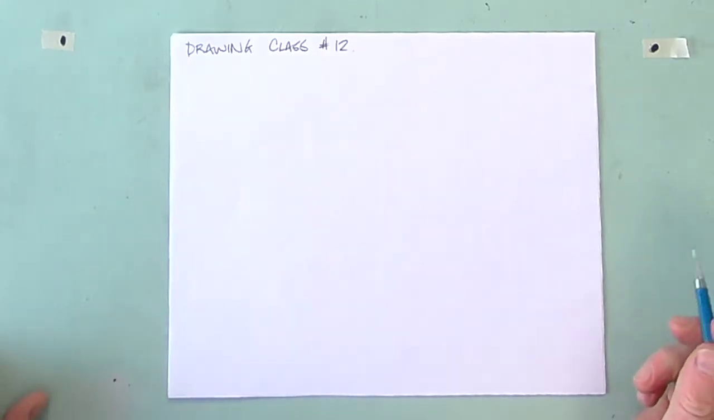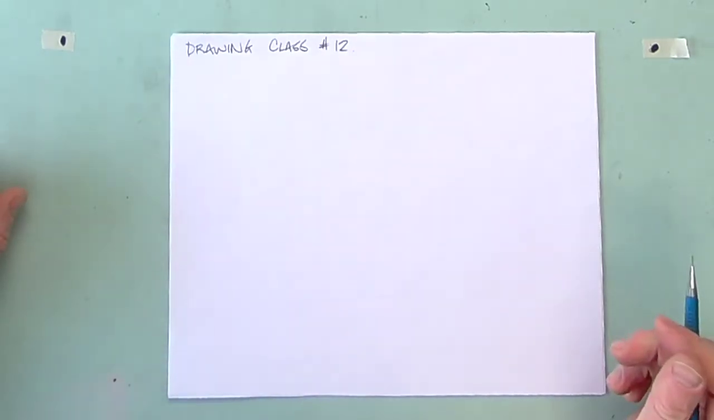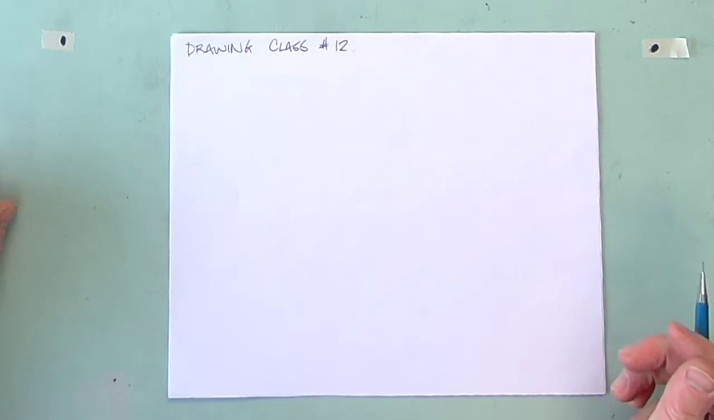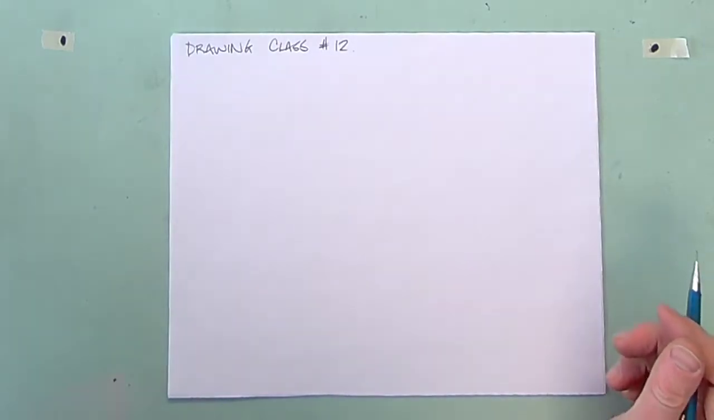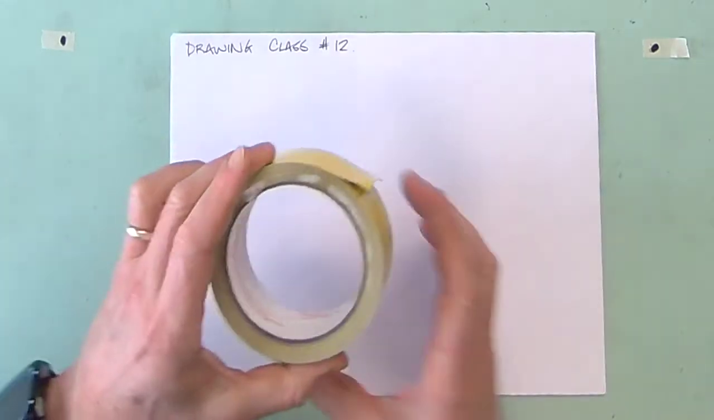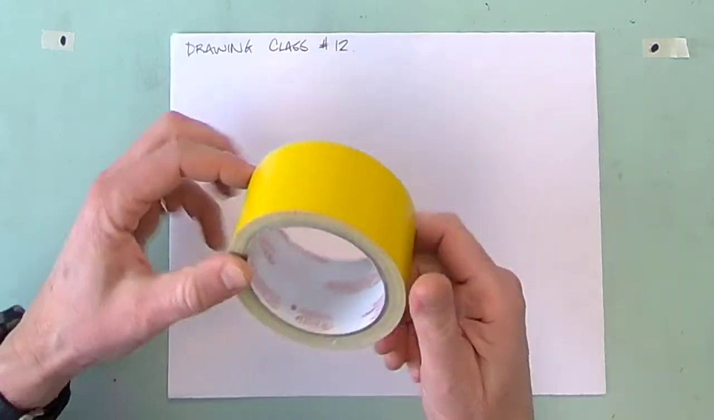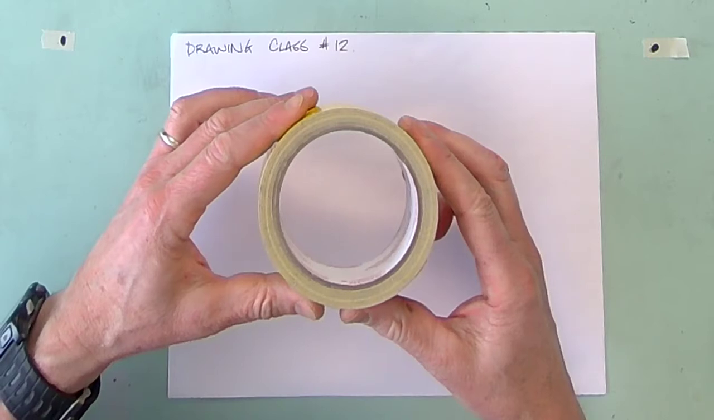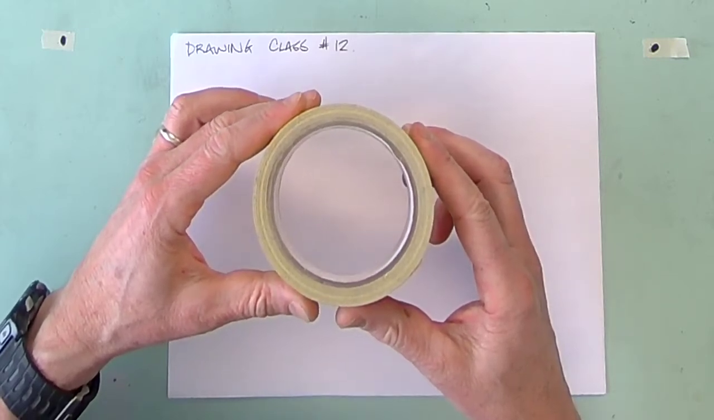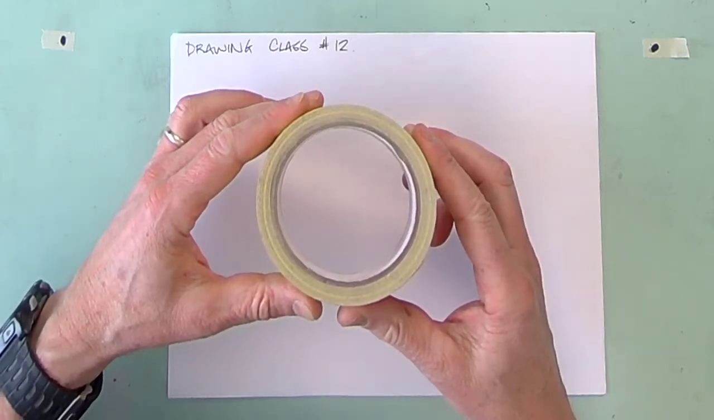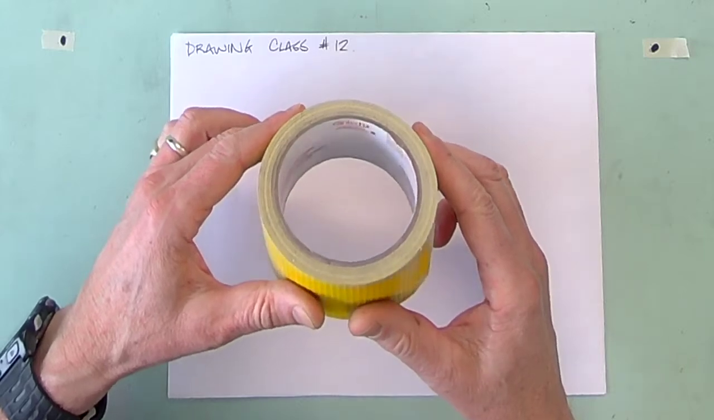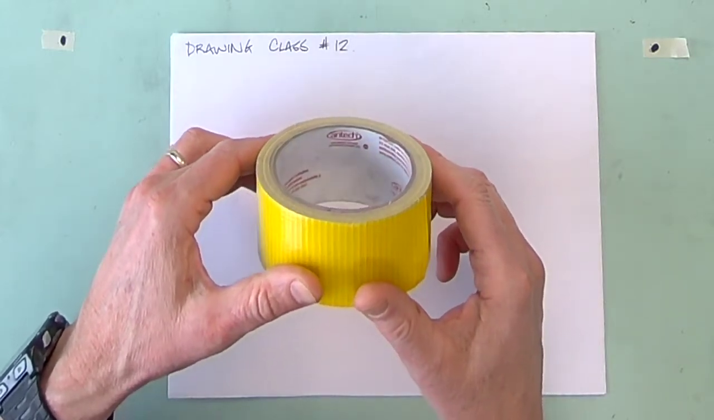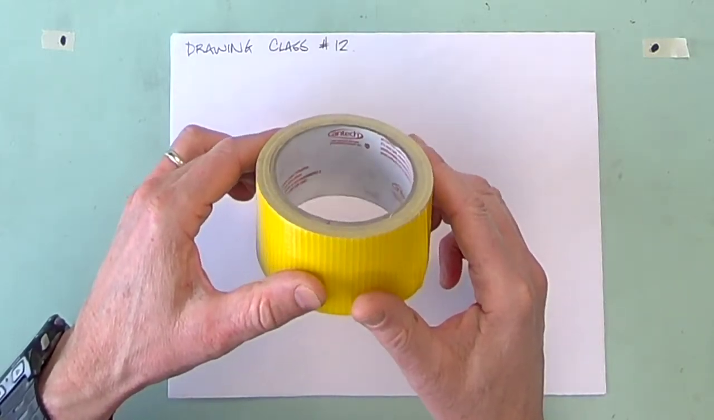Okay, so this is drawing number 12, and today we are going to be looking at ellipses. Now, an ellipse, when we look at something like a roll of tape, an ellipse is, if we look at the circle dead on, it's a perfect round circle. But if we turn the circle, it then turns into what we call an ellipse.